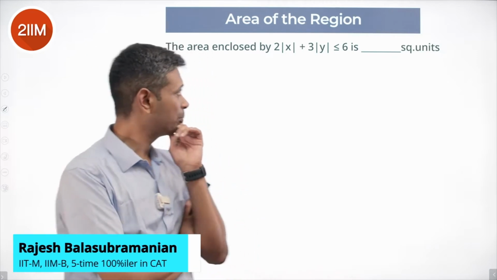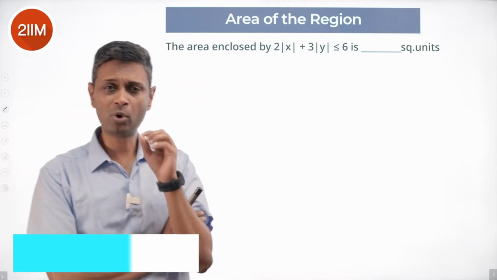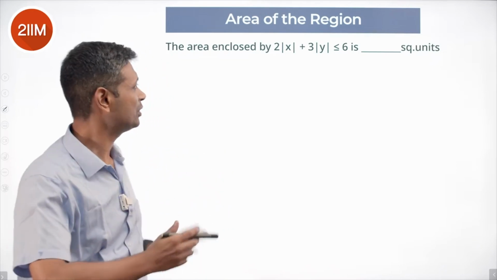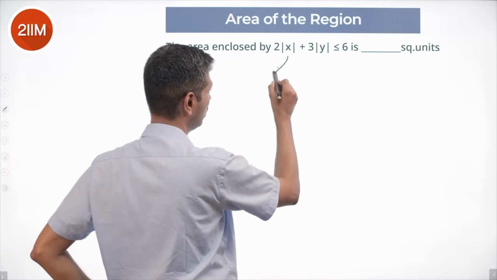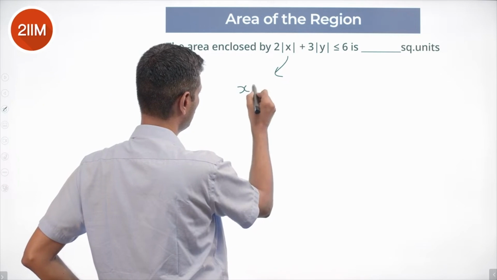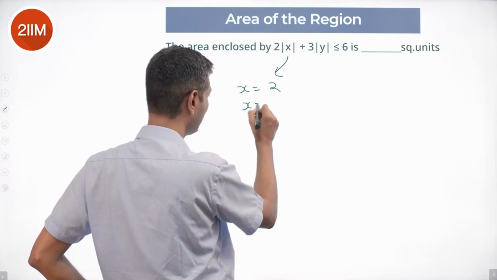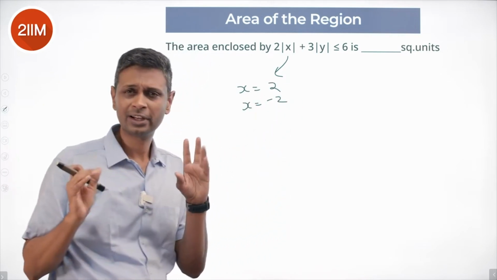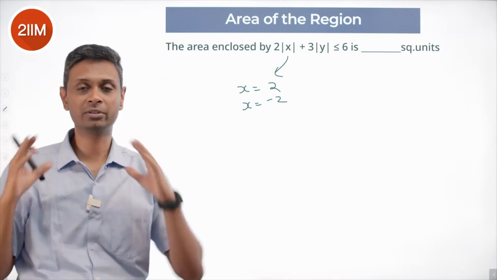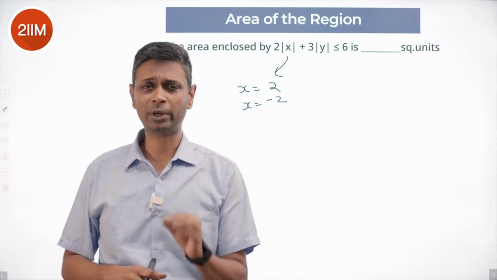Beautiful question, particularly a very interesting question to deal with mod x and mod y. So, first of all, whenever mod is involved, we know if x equal to 2 satisfies it, x equal to minus 2 will satisfy it, in some form, whatever satisfying means. If x equal to 2 works, x equal to minus 2 will work.